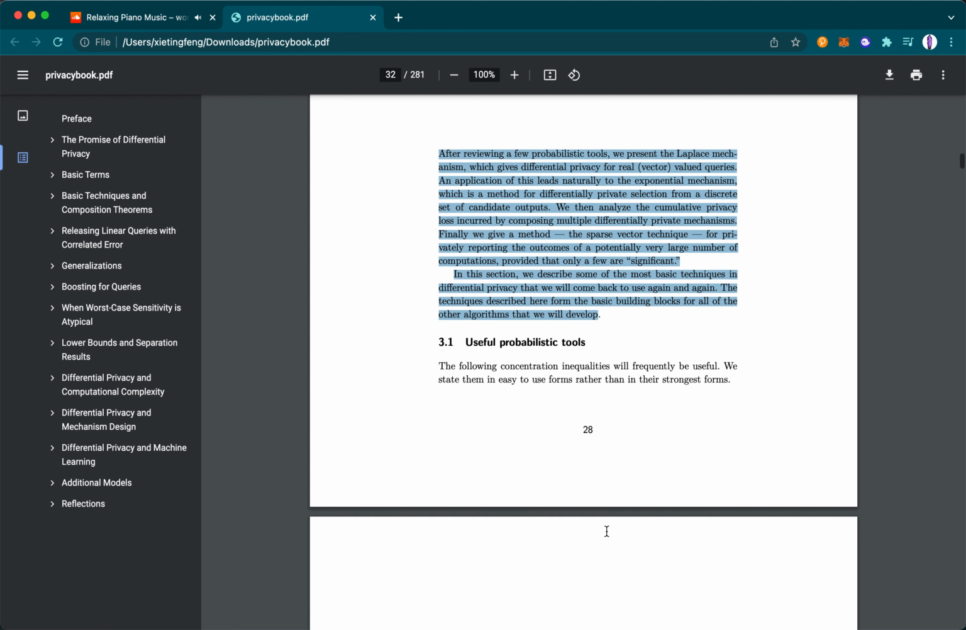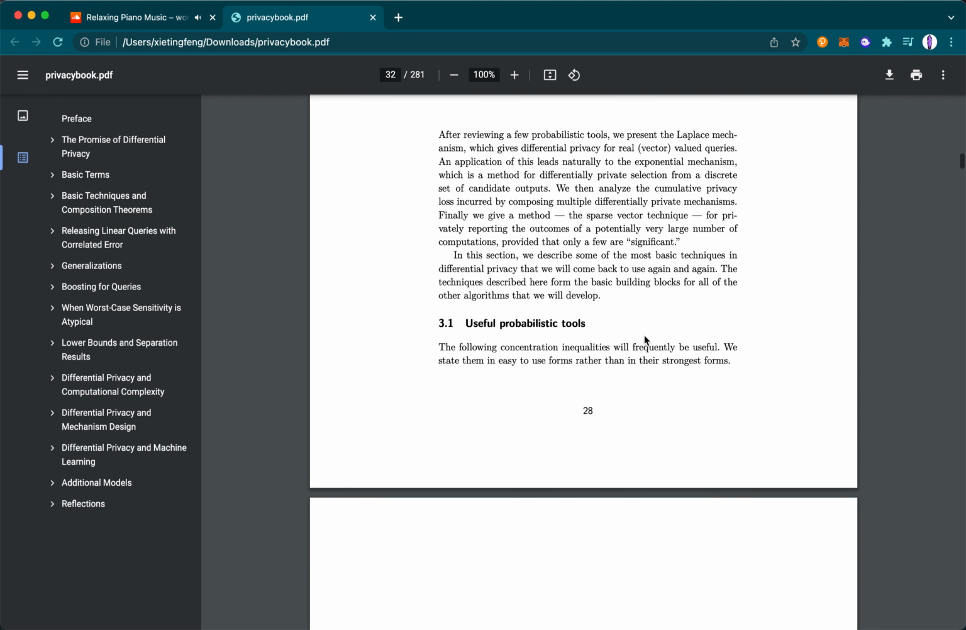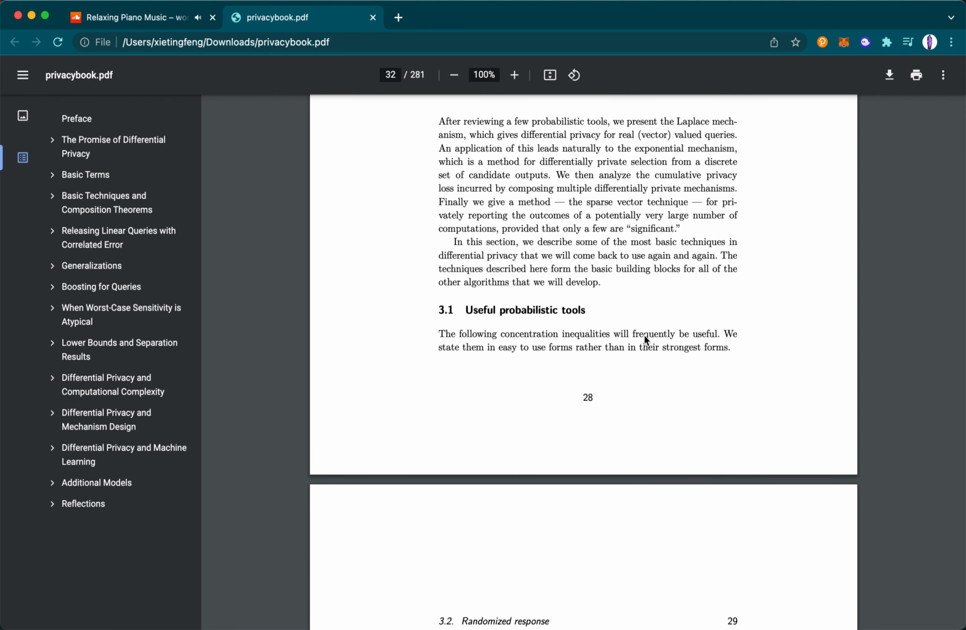After reviewing a few probabilistic tools, we present the Laplace mechanism, which gives differential privacy for real vector-valued queries. An application of this leads naturally to the exponential mechanism, which is a method for differentially private selection from a discrete set of candidate outputs. We then analyze the cumulative privacy loss incurred by composing multiple differentially private mechanisms. Finally, we give a method, the sparse vector technique, for privately reporting the outcomes of a potentially very large number of computations, provided that only a few are significant.